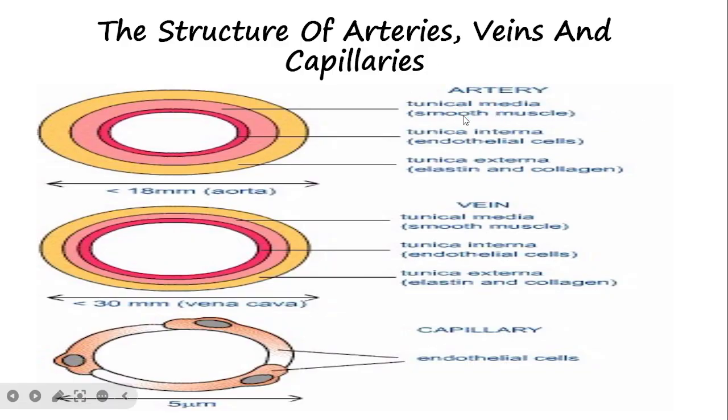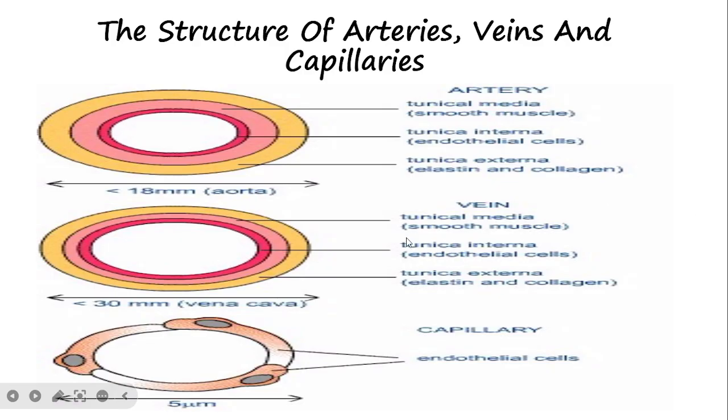They are smooth muscles, the endothelial cells, and the elastin and the collagen are also layers of these arteries. Then we have the veins. The veins, as you can see, have a huge diameter, 30 mm. Here we're talking about the vena cava. So this is the example of the vein.